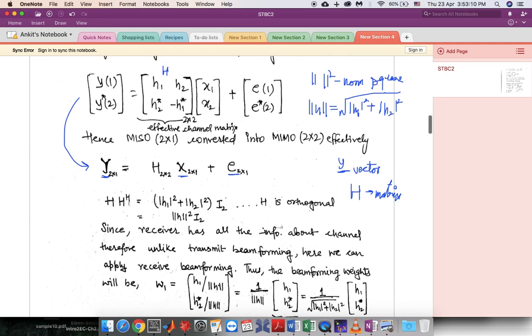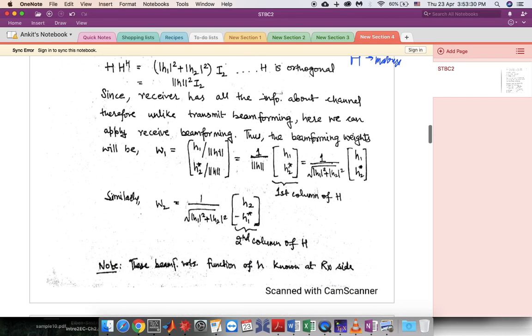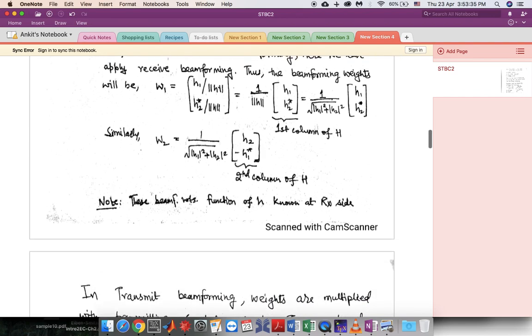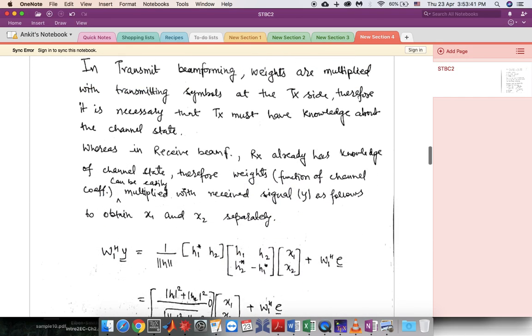If we observe, it's nothing but the first column of our effective channel matrix H, right? If we common out norm of h, it will become this. As I told you, norm of h is nothing but the square root of mod of h1 square plus mod of h2 square. Similarly, w2 is the second column of the effective channel matrix H. This was already explained to you, the difference between transmit beamforming and receive beamforming. You can go through this theoretical material and let me know if you have any issue with that.